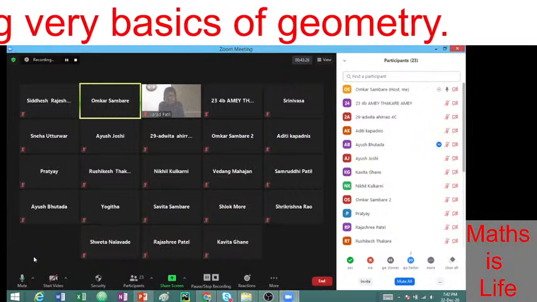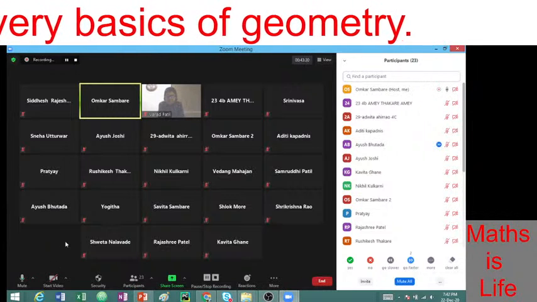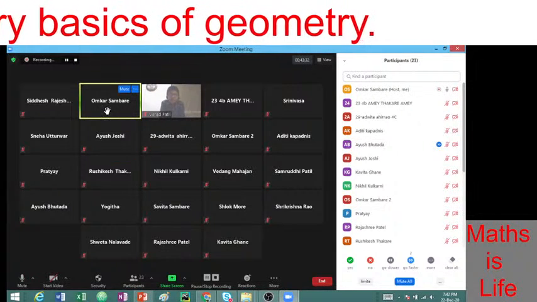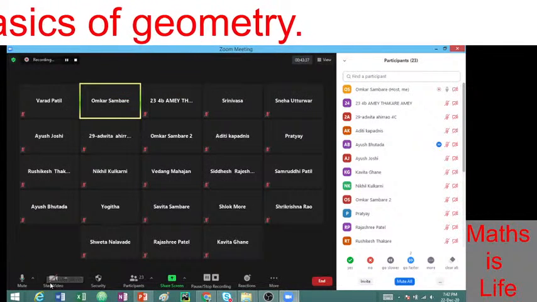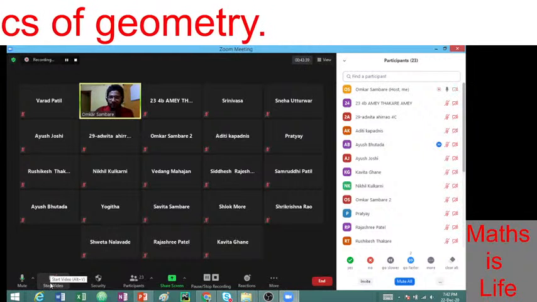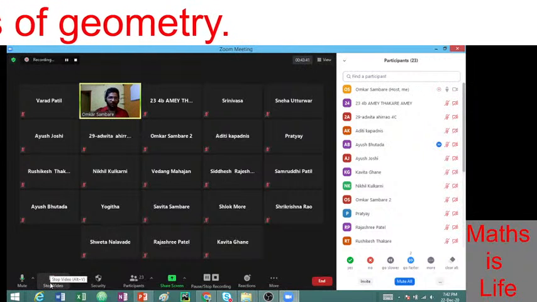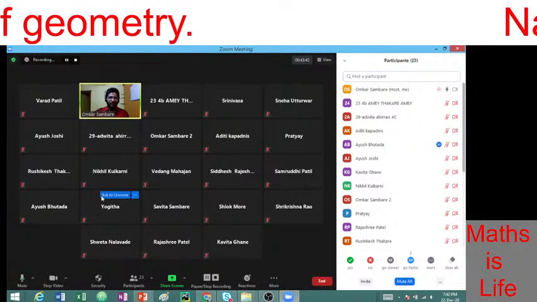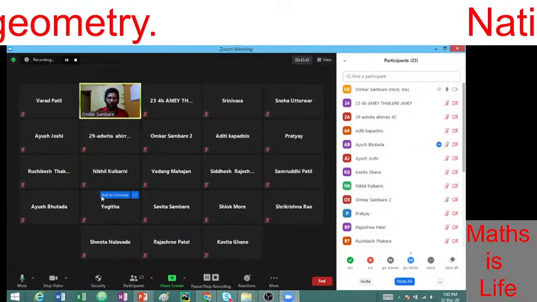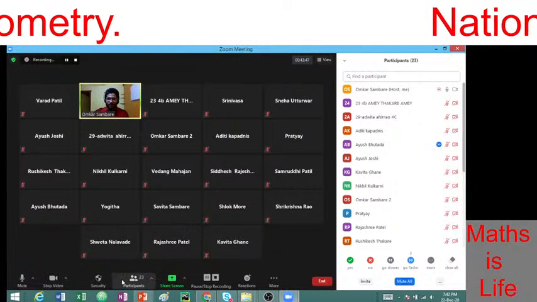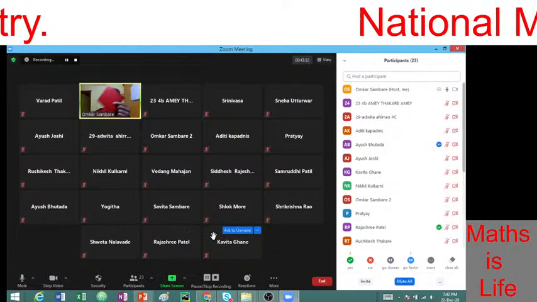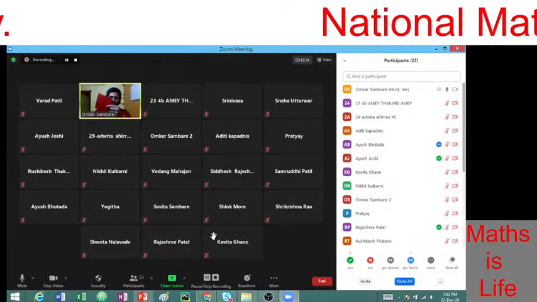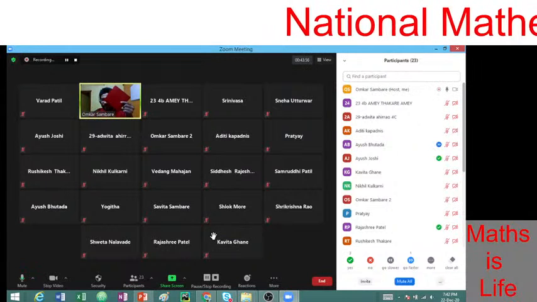Now you will see my camera. Okay, you will see my camera here. Just type yes or no whether you are able to see what I am doing on screen. It will be visible possibly because I am also looking at it on another screen.